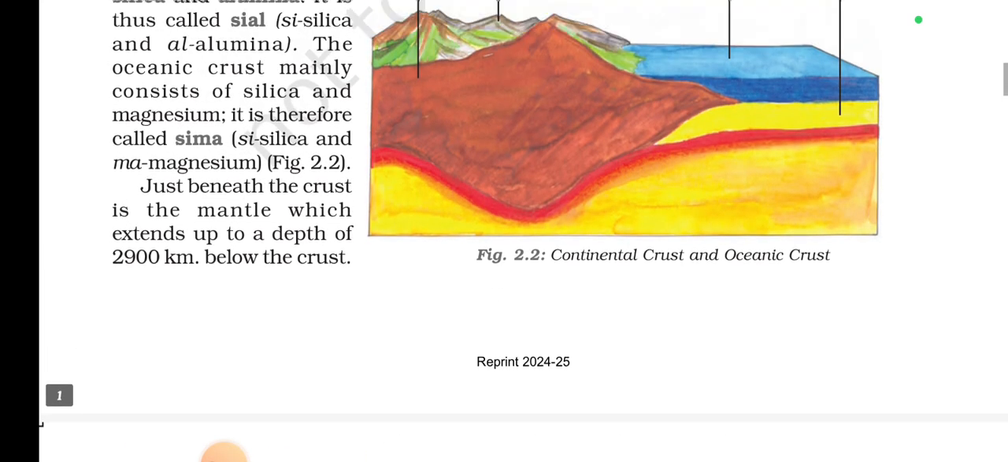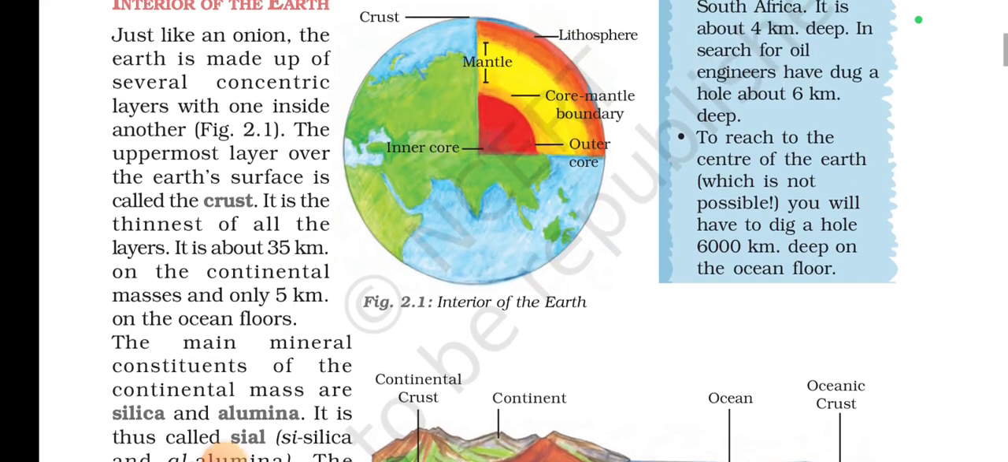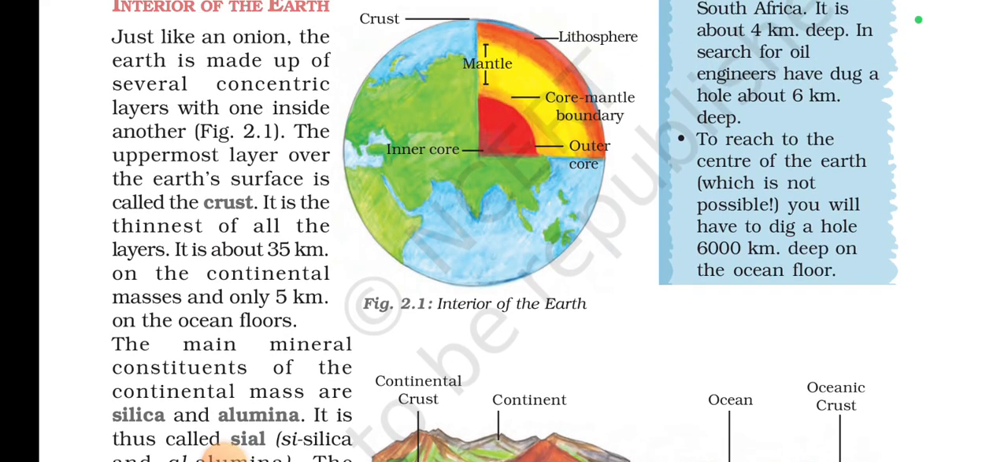Here we have been given two figures. The first one is 2.1, the interior of the Earth. Here you have been given the layers of the Earth. The first one is the crust, which is of course part of the lithosphere, the second one is the mantle, and the third one is the core. They are further divided into outer core and inner core. Similarly, the mantle also has two layers, lower and upper mantle.